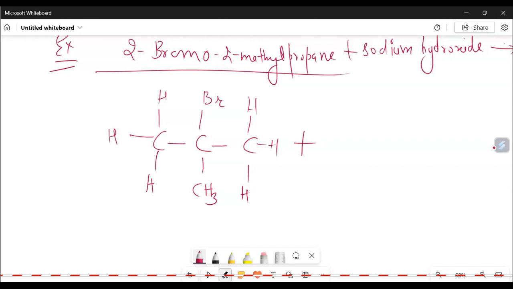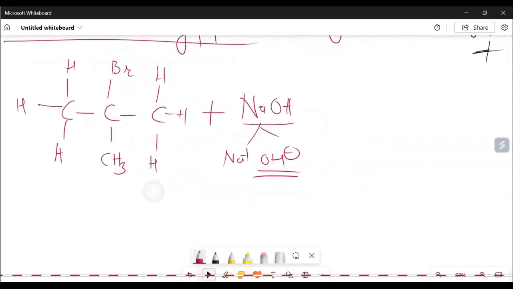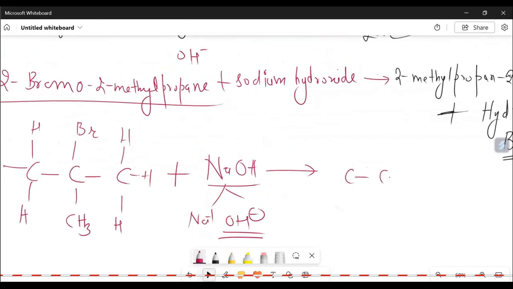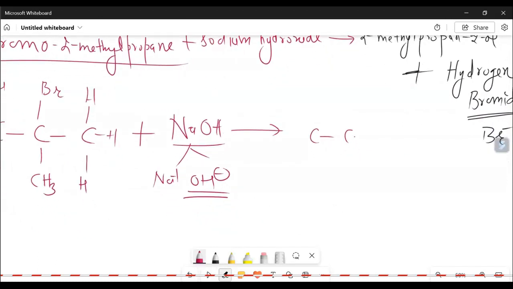When it reacts with sodium hydroxide, NaOH, in the aqueous medium this will give Na plus and OH minus ions. So we are mainly talking about the hydroxide ion. When the reaction occurs between those molecules, what will form? You can read it above: it was 2-methylpropan-2-ol.